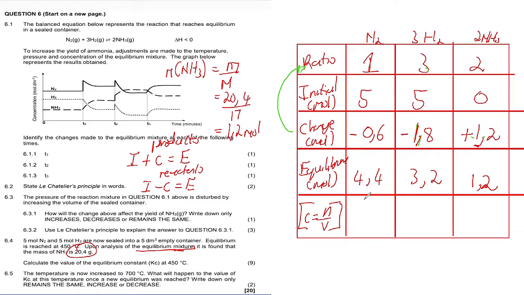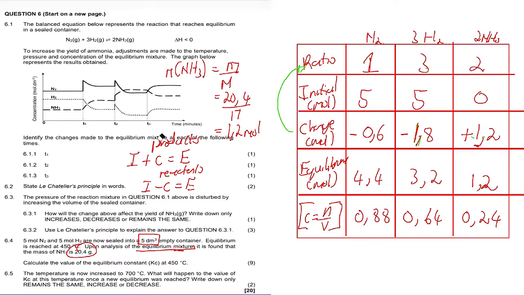But then in order to find our concentration now, we have to go back and read here. They told us that this is sealed in a 5 dm³ container. So to get our concentration, we understand it's the number of moles at equilibrium divided by the volume. So we have to divide all these numbers here by 5. So 4.4 divided by 5, that's 0.88. 3.2 divided by 5, that's 0.64. 1.2 divided by 5, that's 0.24. Right.